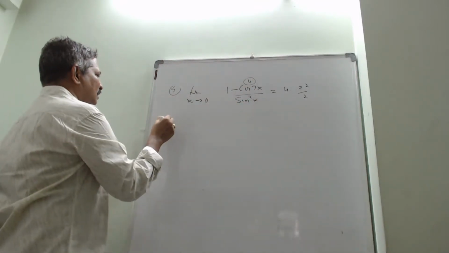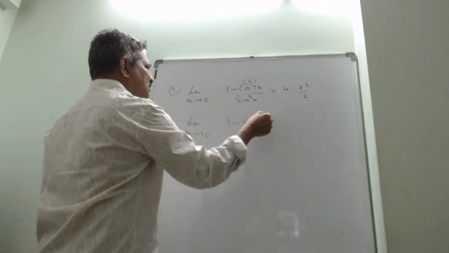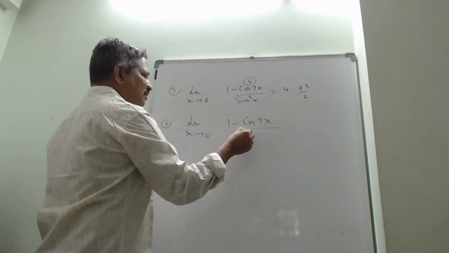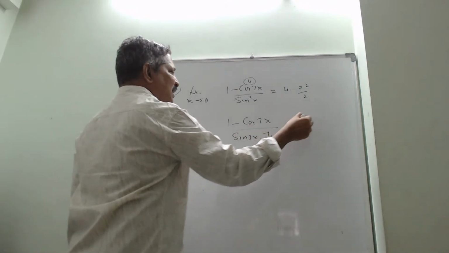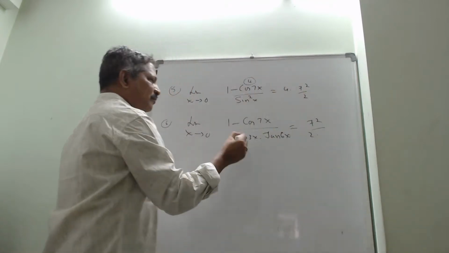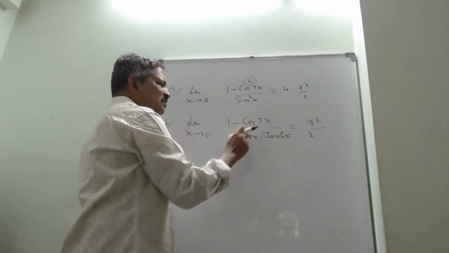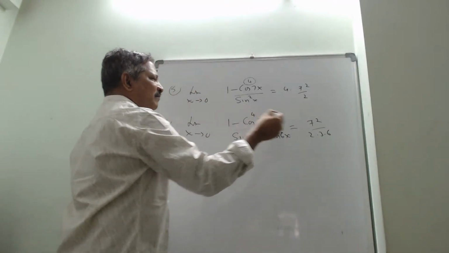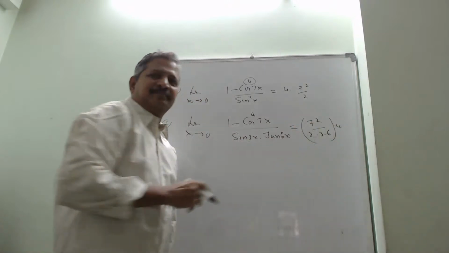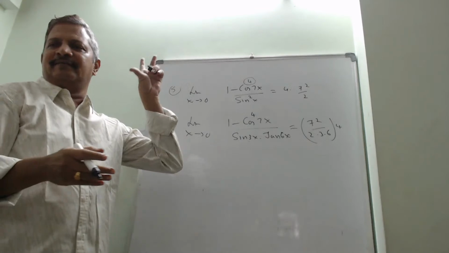So 4 into that. Next, the limit as x tends to 0 of (1 minus cos 7x) by (sin 3x into tan 6x). 7 square by 2 into 3 into 6. A square by 2 is a composite, and 3 into 6 we will write. Whereas for this also power 4, then into 4. I am not writing an extra problem, there only I am writing into 4. Like that we will get.